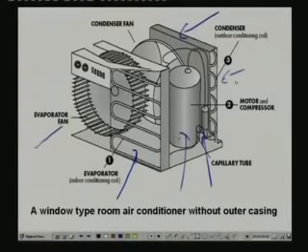So this is a typical window type air conditioning system. Of course, you can also have what is known as a split type of air conditioning system, where the condenser and compressor are separated from the evaporator and the expansion valve. That means you can keep the condensing unit consisting of compressor and the condenser outside the occupied space, whereas this window air conditioner, you have to mount it in a window.